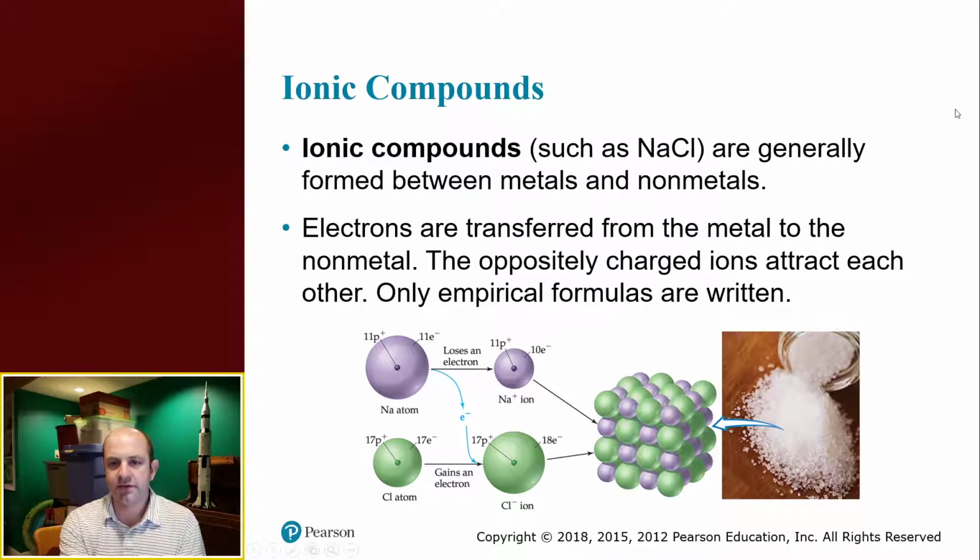So ionic compounds are formed between ions, which means it's usually between a metal with a positive charge and a non-metal ion with a negative charge. And the electrons are transferred between them. So the sodium atom starts with 11 protons and 11 electrons. It loses an electron to get a +1 charge. The chlorine atom, 17 and 17, gains an electron from the sodium. Now it has 18 electrons and a -1 charge.